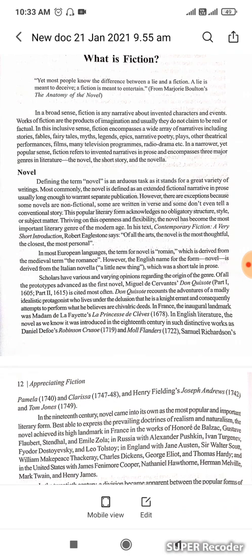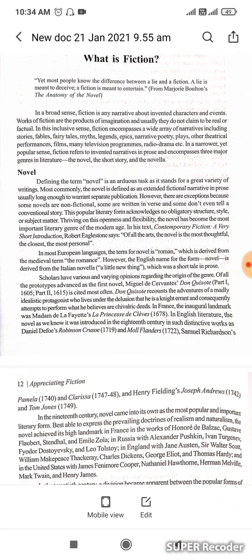Coming to the 19th century, the novel came into its own as the most popular and important literary form. There were some streams of thought, some doctrines like realism and naturalism in literature, and the novel became the best medium to express such characteristics of realism and naturalism.